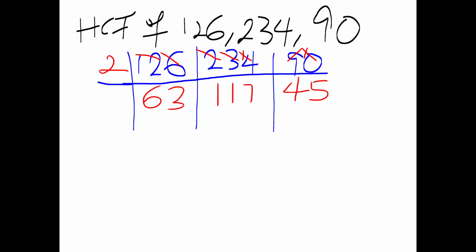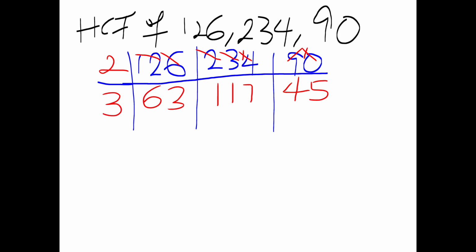Now, 63, 117, and 45. Can 2 divide them without remainder? No. So that means we can't make use of 2 again, right? Very good. So we go for the next number, 3. Can 3 divide them without remainder? Very good. So 3 will divide each of them without remainder. So we go by 3.